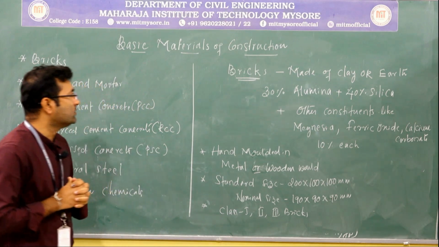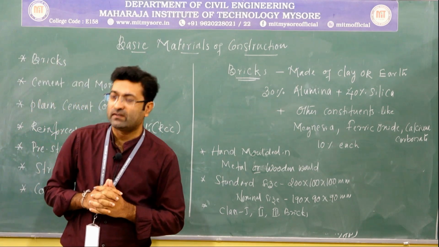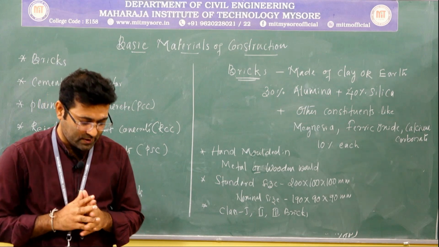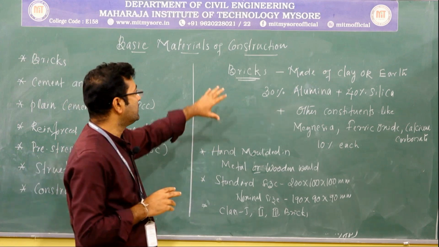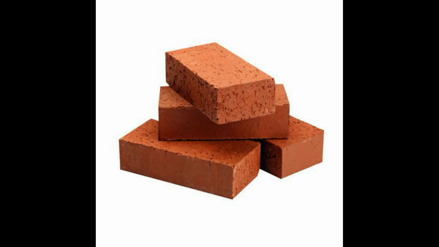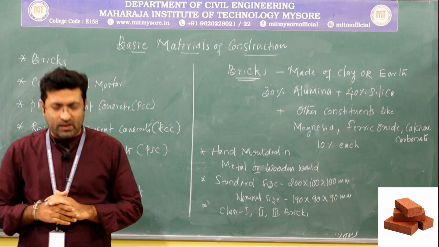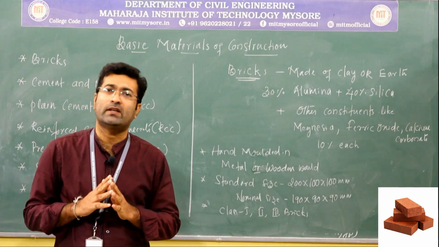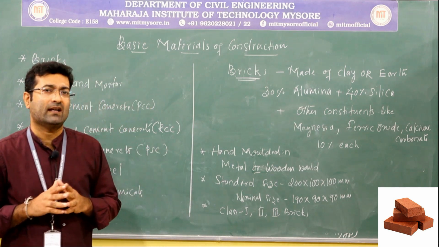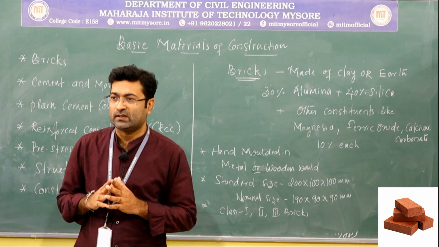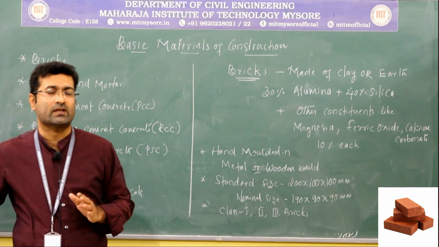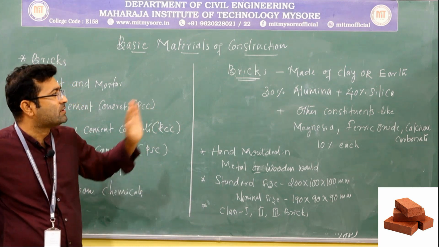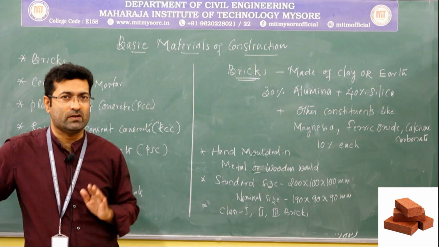Okay. Now let us discuss the first construction material, which is most commonly and widely used in construction activity, that is the bricks. We all know that the brick is made up of clay or earth material, right? It is a very simple and most commonly manufactured construction material, made using naturally available soil.